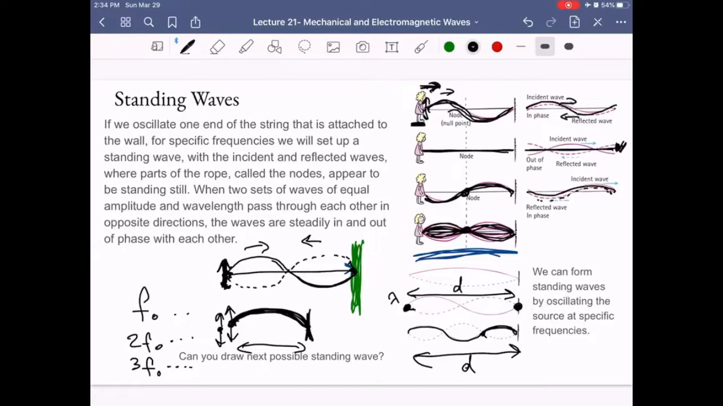And I won't be asking any quantitative questions on those. It's just nice that you maybe visualize what's happening. So I will try to find a video on this.